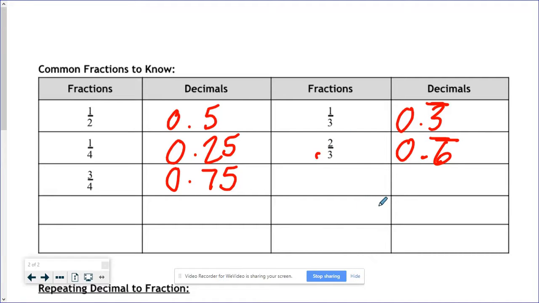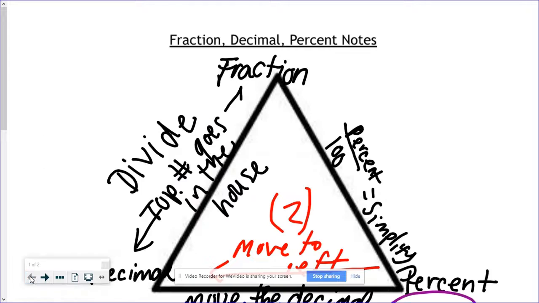I've left the rest of these boxes empty, and I did that in case you come across or you automatically know fractions that I haven't included. Sometimes people have their tenths memorized. Sometimes people have their fifths memorized. A lot of times those are really easy to figure out. But this is how you convert fractions into decimals.